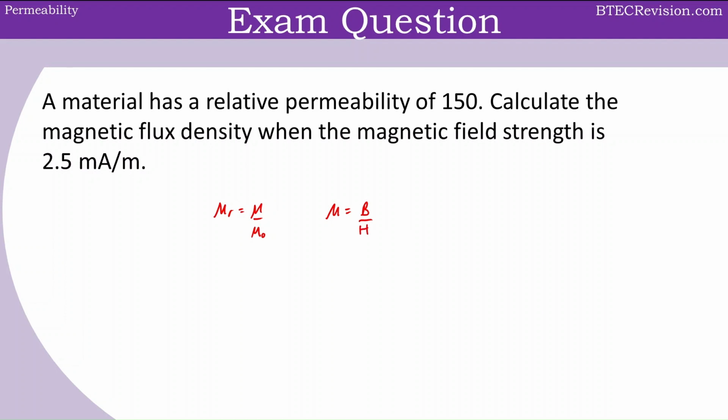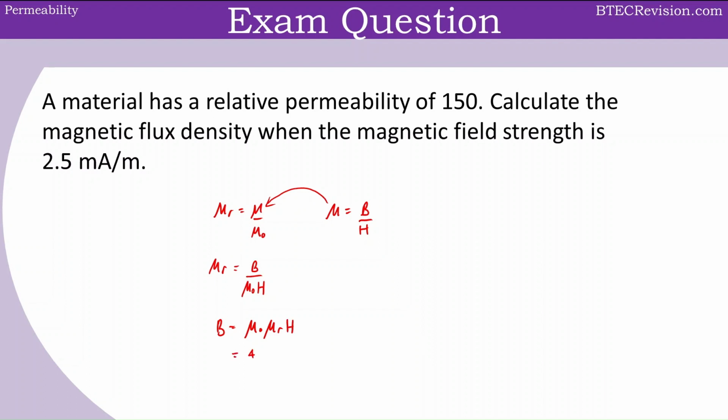What we can do is replace the mu in the first equation with the second, which would give us mu R equals B divided by mu naught H. Since the question is asking for magnetic flux density, we can rearrange for B, and it gives us mu naught mu R H.